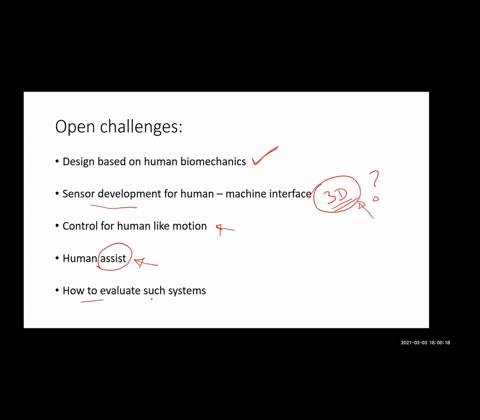And finally, how do you evaluate such systems? Is it useful? Is it not useful? How do you know that? We say that the exoskeleton is helping the person to carry a load, or is it the other way around?